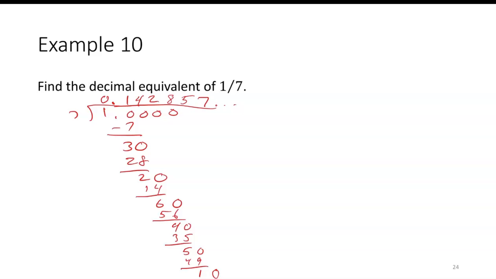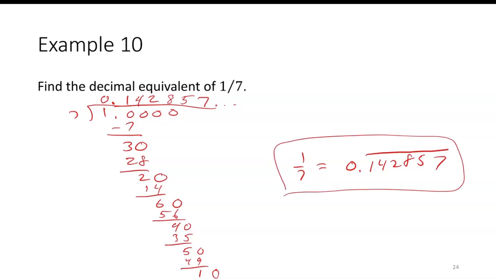Now 7 goes into 10 once, remainder 3, then goes in 4 times. So in this case, 1/7 is the same thing as 0.142857 with a bar over those 6 digits. So this is one that has period 6.